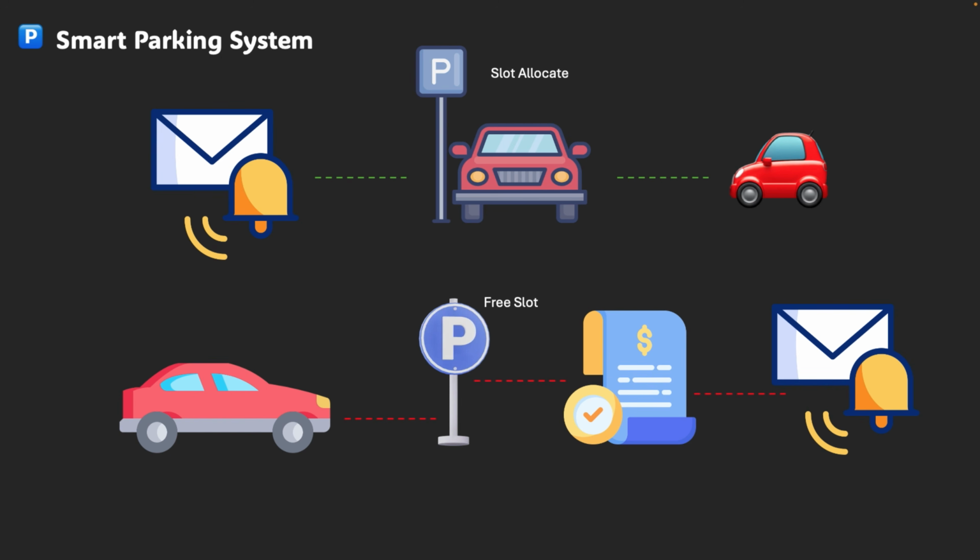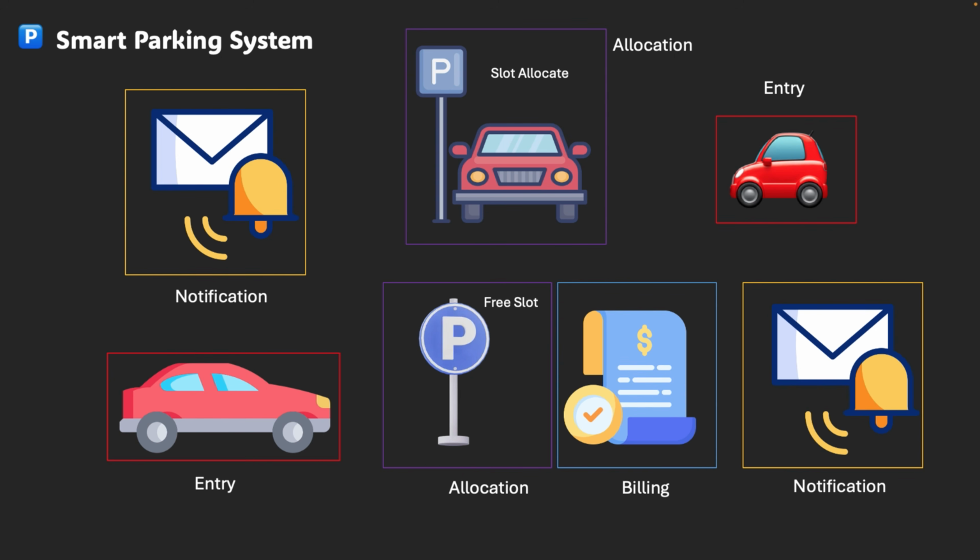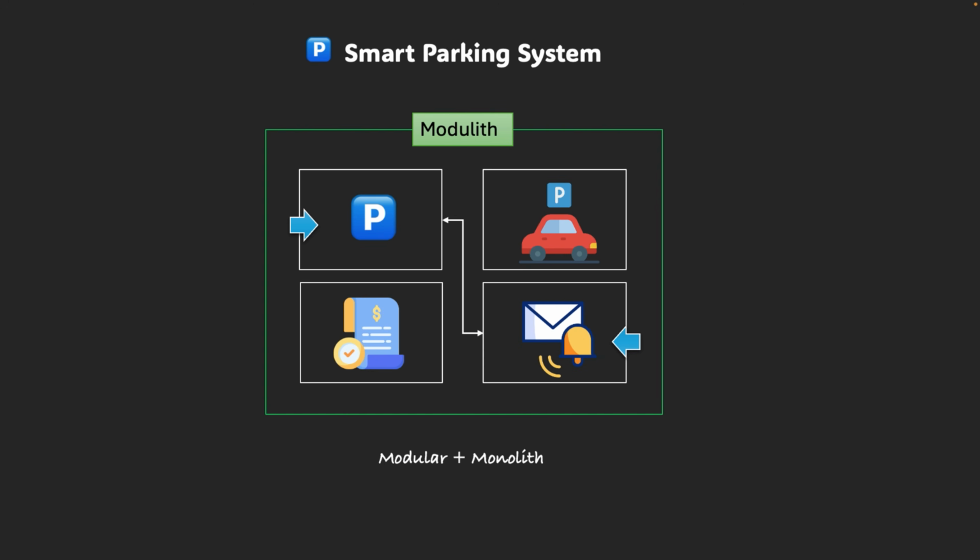So that's the simple project we created in our last video to achieve modularity. We split each responsibility into individual modules. If you observe here, for handling vehicle entry and exit, we created a module called the entry module. Similarly, for slot allocation and releasing, we built another module called the allocation module. Similarly, for billing and notification, we created separate dedicated modules. And guess what? All of this was done within a monolithic application, but with a clean and modular design.